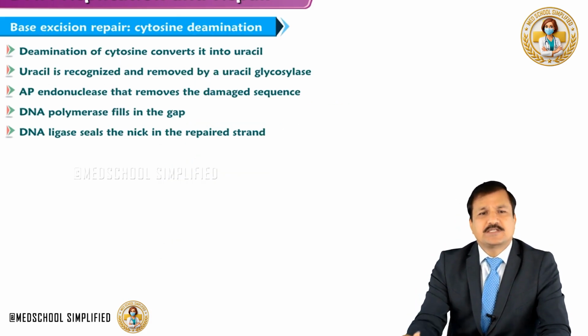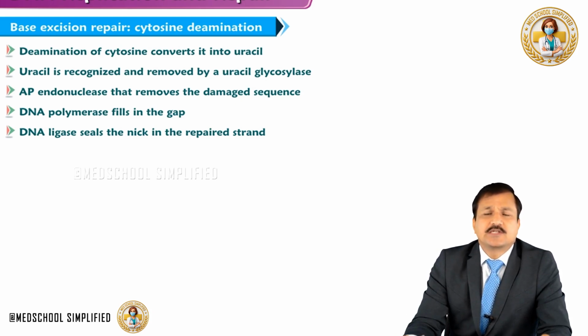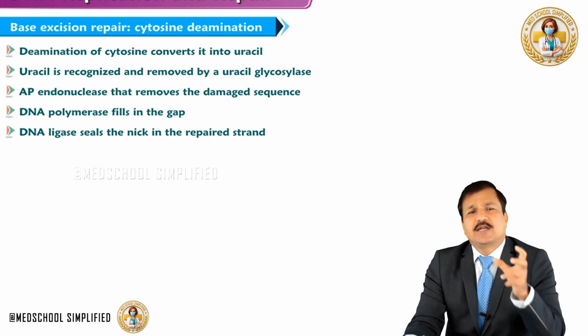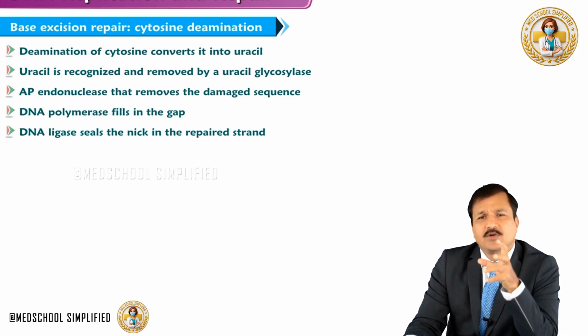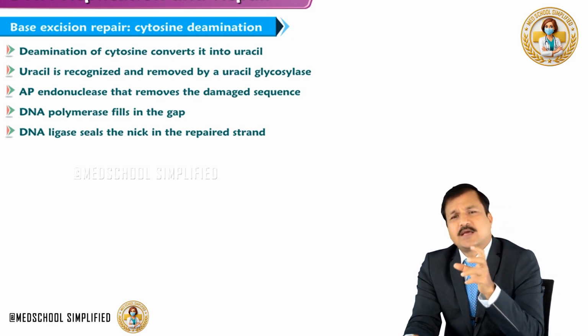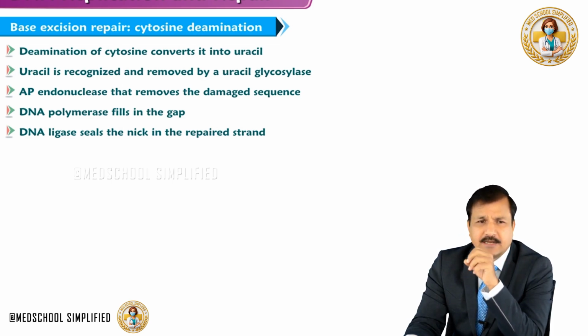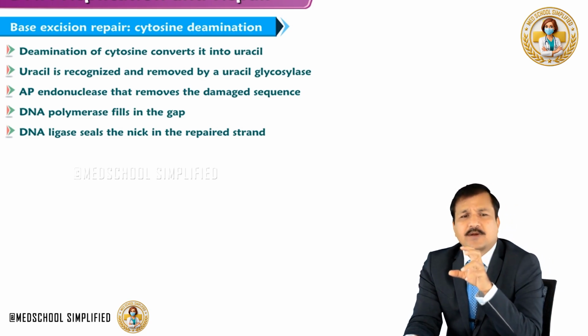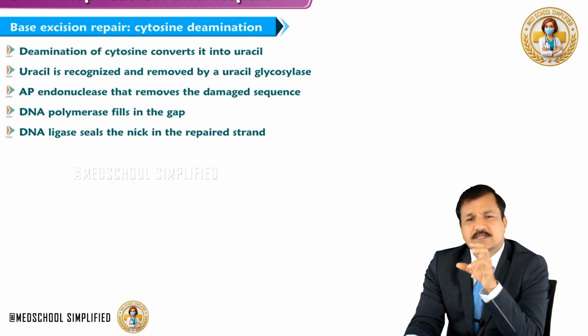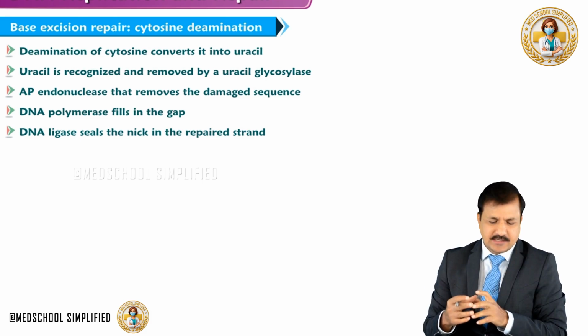Now coming to the base excision repair mechanism, which is done during the cytosine deamination process. Cytosine deamination is a loss of an amino group from cytosine that converts cytosine into uracil, by a uracil glycosylase enzyme. Subsequently, this area is recognized by an AP endonuclease that removes the damaged sequence from the DNA. And then DNA polymerase fills in the gap, and DNA ligase seals the nick in the repaired strand. And that's how the base excision repair mechanism is done.